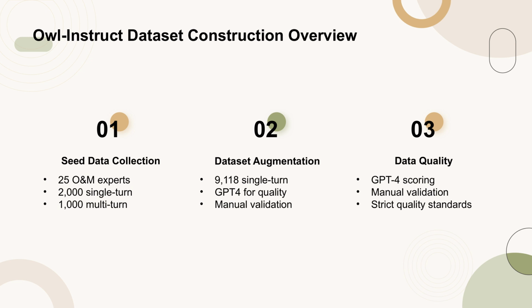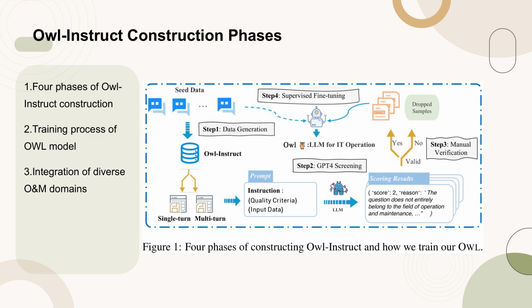A dual validation process, combining GPT-4 scoring and manual inspection, was employed to maintain high data quality standards, ensuring the integrity and reliability of the dataset. Figure 1 illustrates the 4 key phases involved in the construction of AllInstruct and the subsequent training process of our OWL model. These phases include the initial seed data collection, the generation of diverse instructions, the augmentation of data to enhance quality and diversity, and finally, the evaluation and fine-tuning of the model.